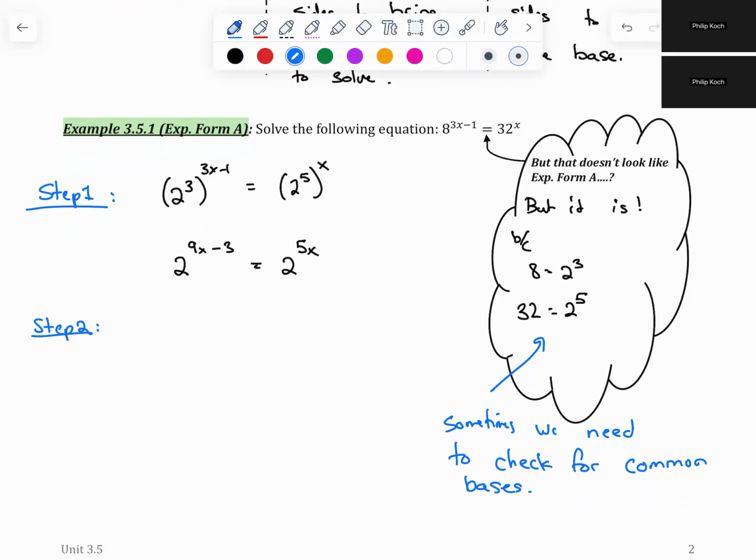There's only one way for these things to be equal, and that is if the exponents are equal. If the exponents aren't equal, there's no way for this to work. So we're going to set them equal to each other. 9x minus 3 is equal to 5x. Subtract the 5x from both sides, add the 3, or however you want to do it. You get 4x is equal to 3, which gets me x equals 3/4.